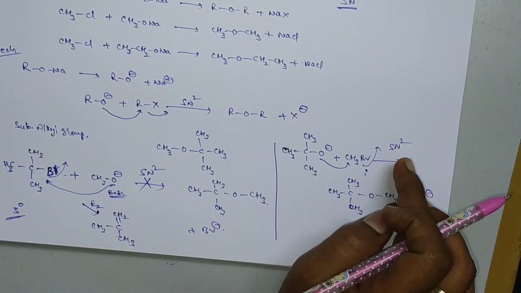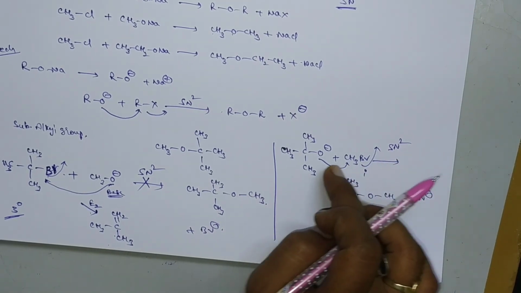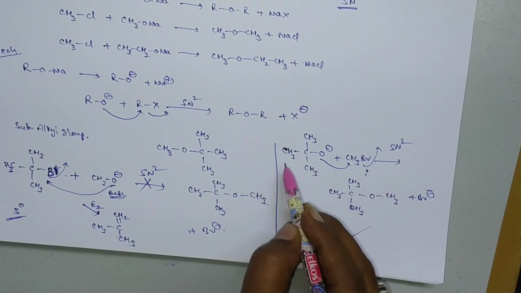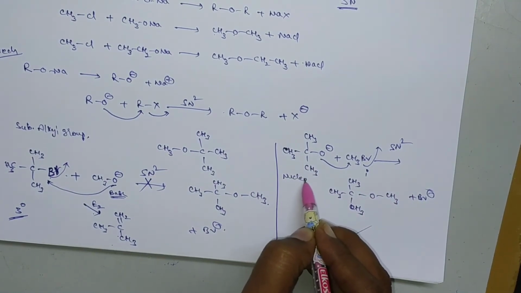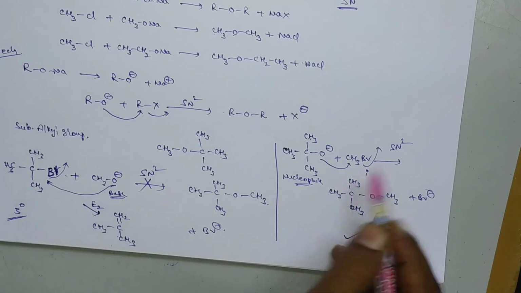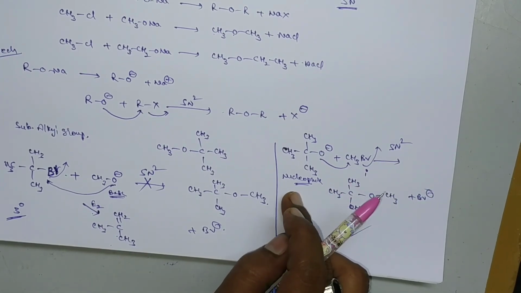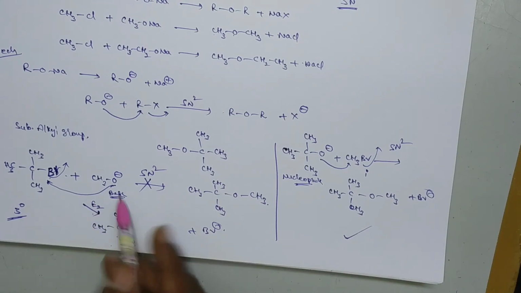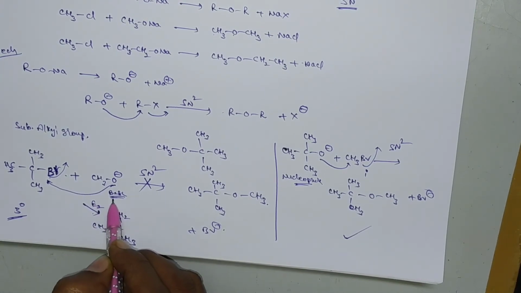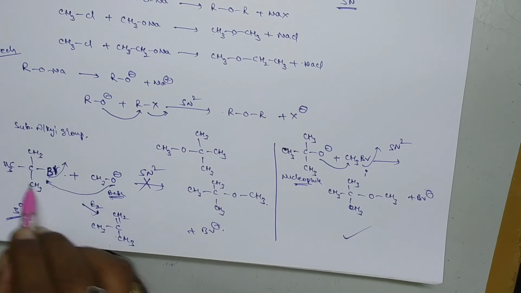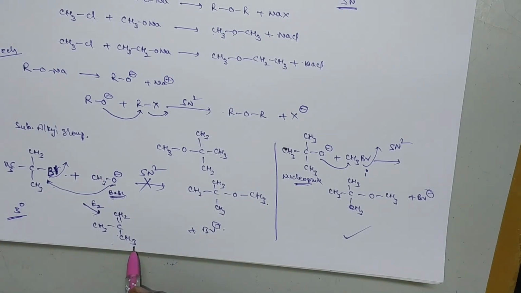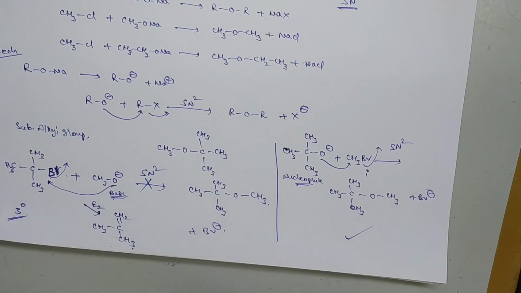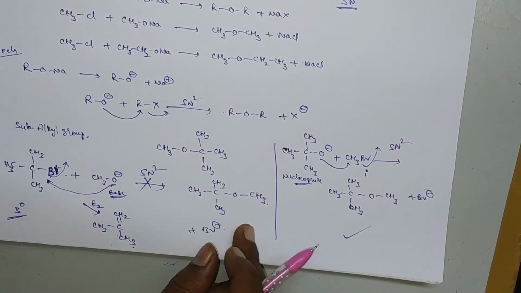So in this reaction the alkoxide ion acts as nucleophile. Remember carefully, in this case the alkoxide ion acts as nucleophile, but in this case the alkoxide ion acts as base, and here it is a strong base. So in the presence of this strong base it gives E2 reaction, that is the E2 product. Okay, clear? And next, move on to the next examples.